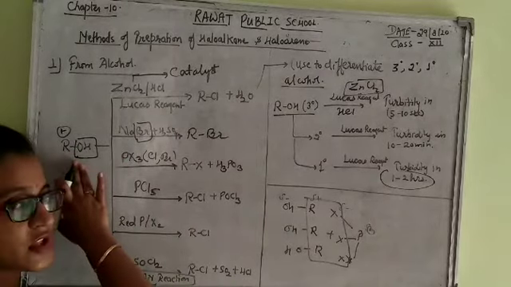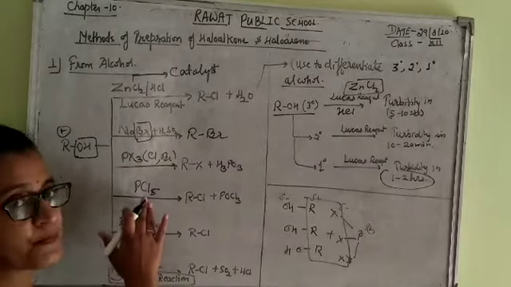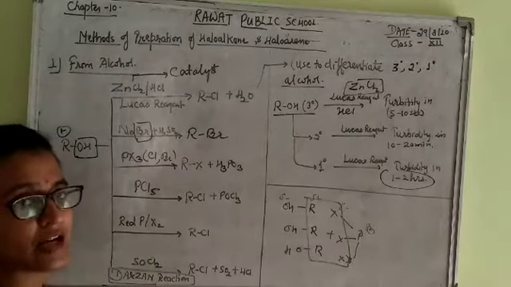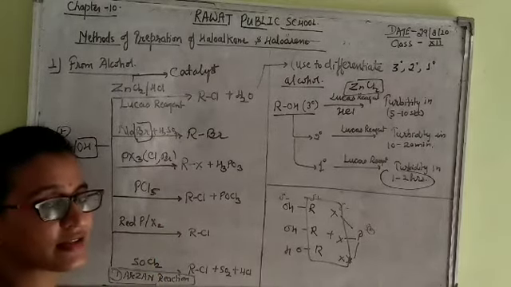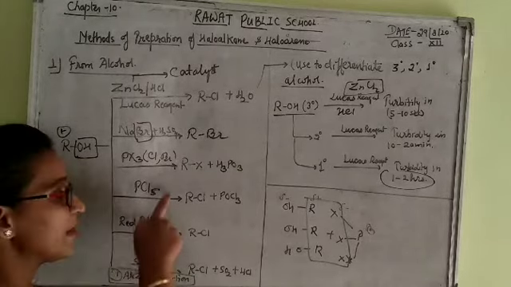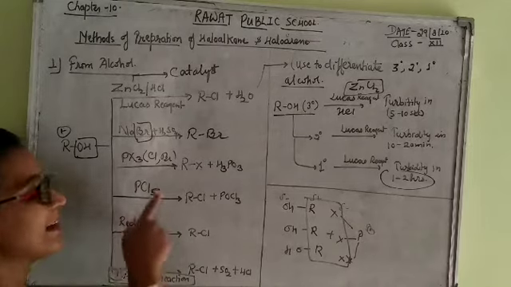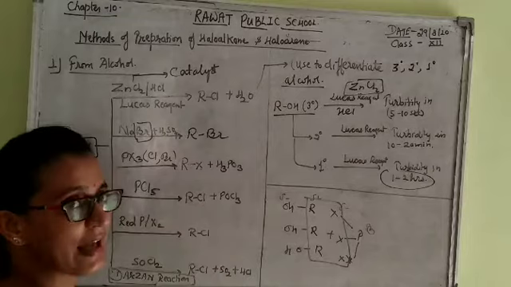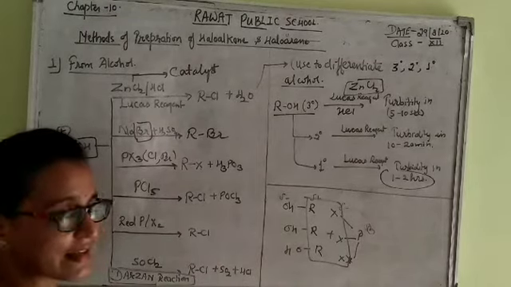The same happens when we treat alcohols with phosphorus pentachloride. Here there is only the pentachloride. We will not take PBr5 or PI5 because they do not exist in nature. So we only have phosphorus pentachloride. By the reaction of phosphorus pentachloride with alcohols, we can also form RCl, haloalkanes, and POCl3 as a byproduct.